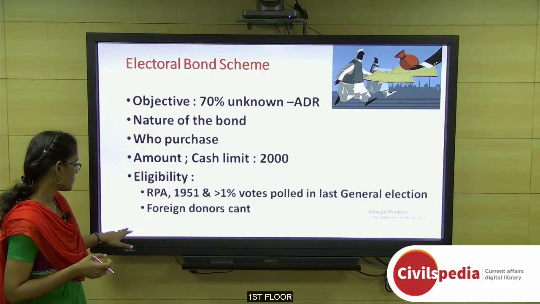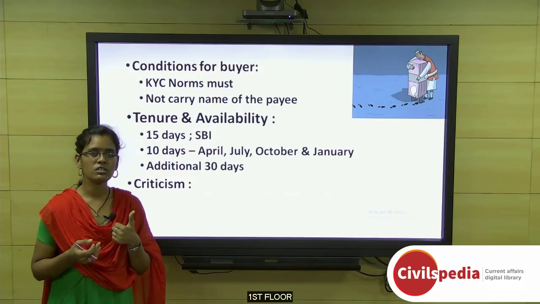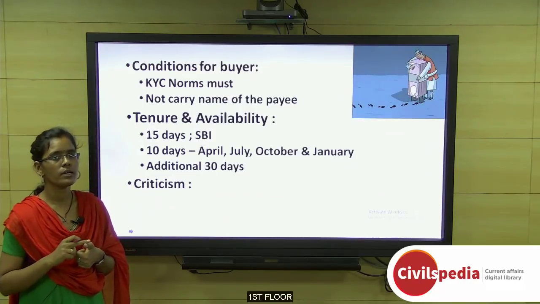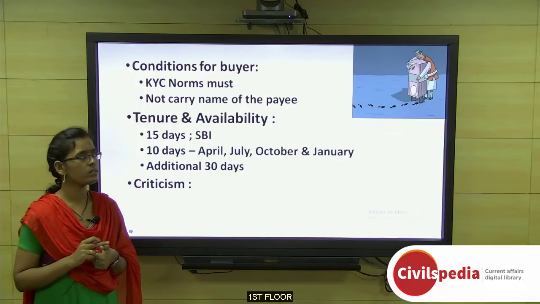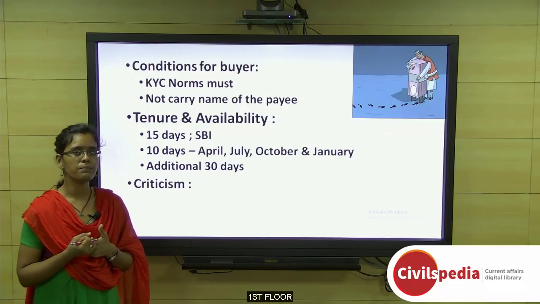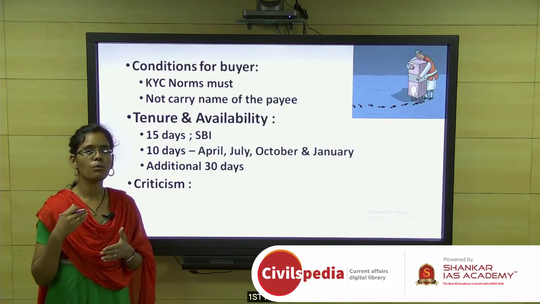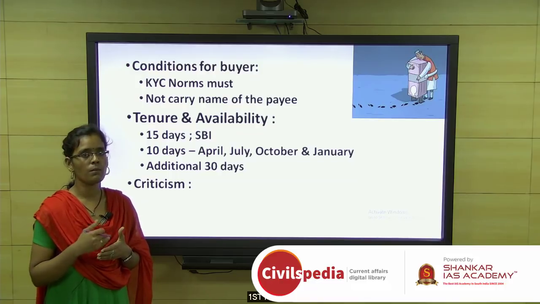And what are the conditions for the buyers to get this electoral bond? First, they have to follow KYC norms, that is, know your customer norms. Second, this electoral bond will not carry the name of the payee. That is, the name of the payee will not be on the bond. That gives anonymity to the payee.